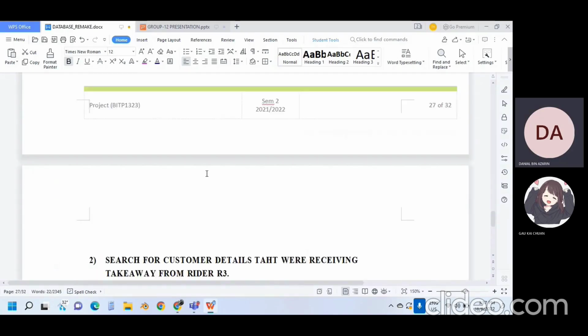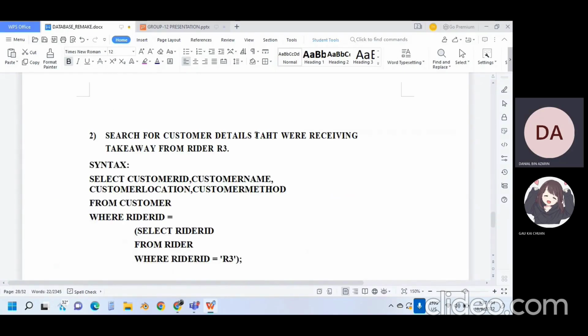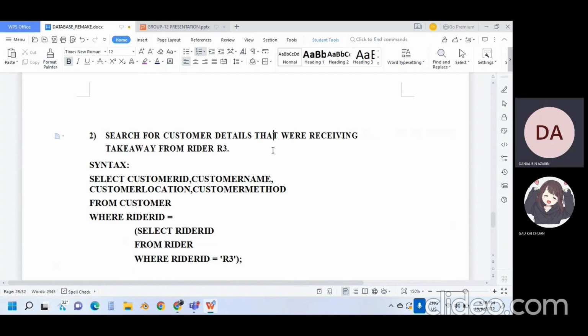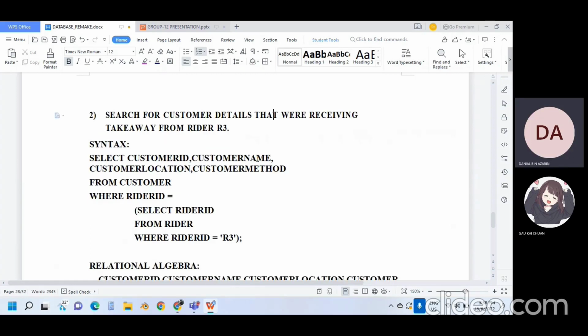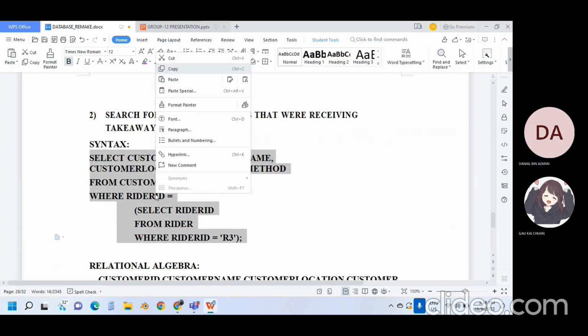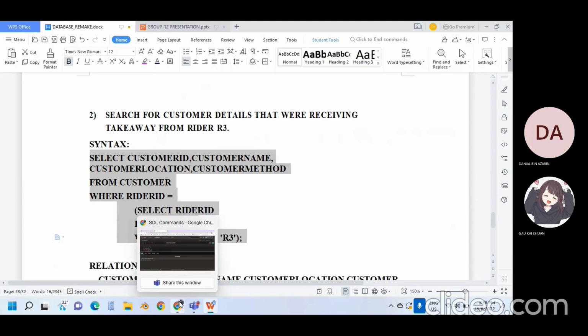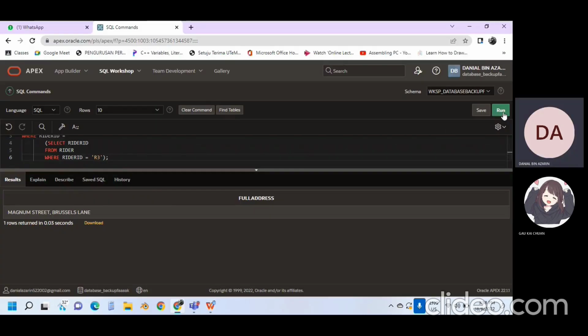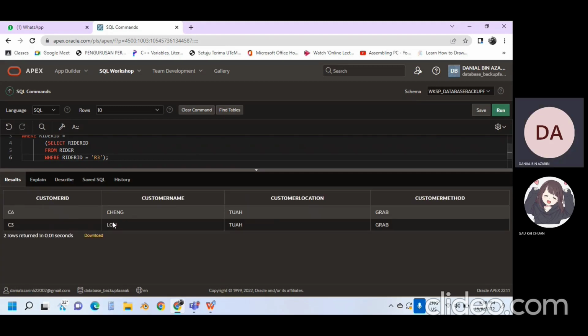Next, we have the search for customer details that were receiving takeaway from rider 3. So the syntax will be select customer ID, customer name, customer location, and customer method from customer where rider ID, select rider ID from rider, where rider ID R3. And we should get this.